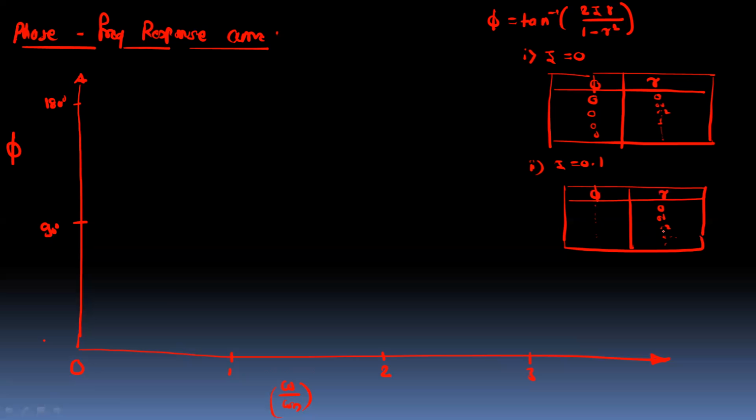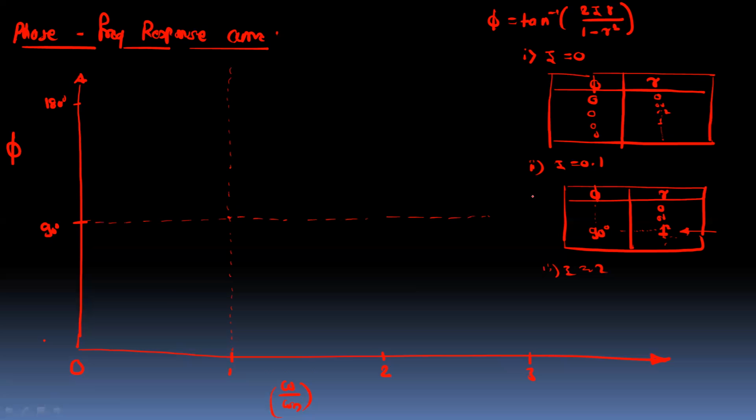When the frequency ratio is 1, for all the values of zeta, the phase angle will remain as 90 degree. You change the value of zeta to 0.2, 0.3, and you will observe the same case: when R is 1, phase angle is 90 degree. So I will plot the graph for various values. The frequency ratio 1 is called the resonant condition, and this is the intersection point for all the graphs.